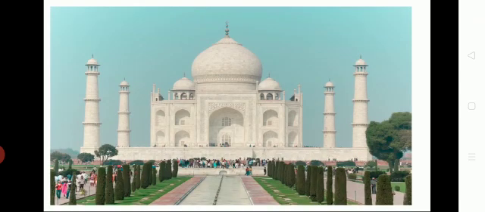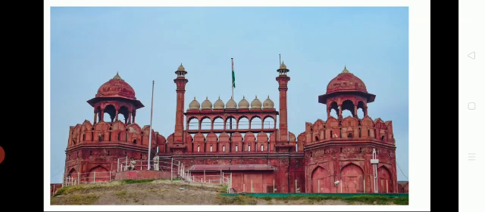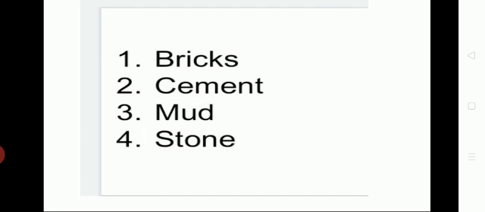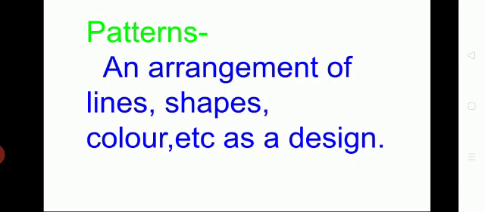Look here. What is the name of this building? Taj Mahal. And next, Red Fort. Who made these buildings? Masons. What materials do we use to make these buildings? Brick, cement, mud and stone. These materials are used to make these buildings.